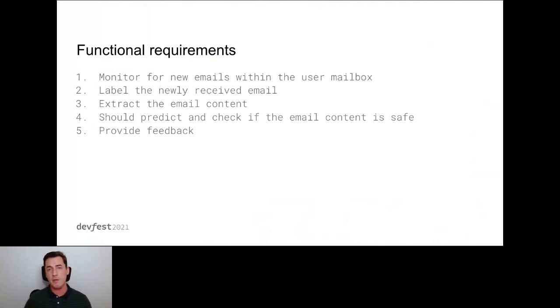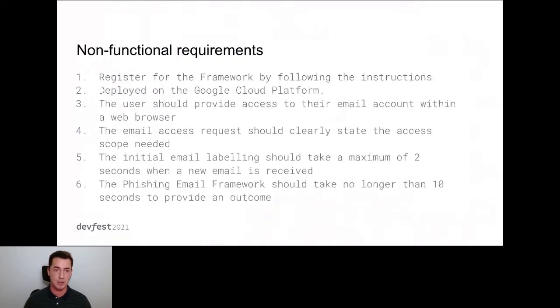Whenever we publish a product, for example, the user will need to be able to register for the framework by following the instructions. So the non-functional requirement is that the instructions need to be very clear. The user will need to be able to follow step by step and be very clear on what they need to do in order to set up their mailbox under the framework. In our case, it will be deployed on Google Cloud Platform, and the user should provide access to their email account within a web browser. So this is just a general application that is going to be registered.